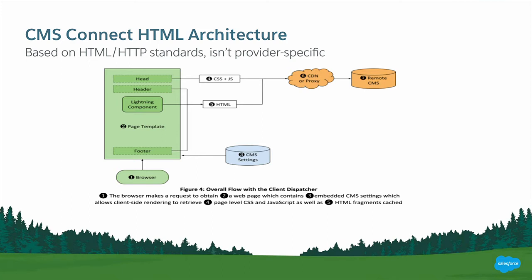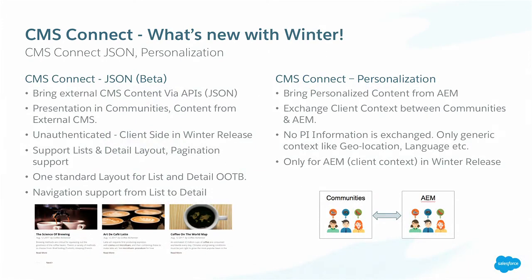The way it works is in CMS setting, you define the public CMS server information, and during client-side rendering, XHR call is done to get the content. Also, through the HTML connector, we provide support for rendering personalized content from Adobe Experience Manager, and that is done by sharing the client context between Salesforce and AEM.